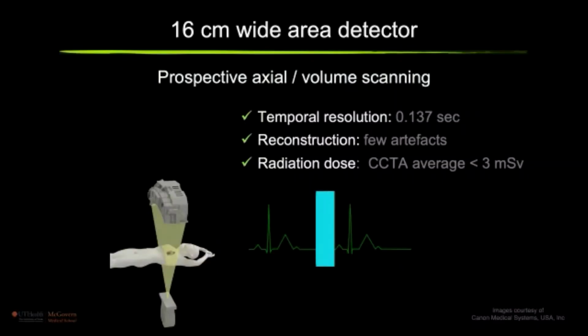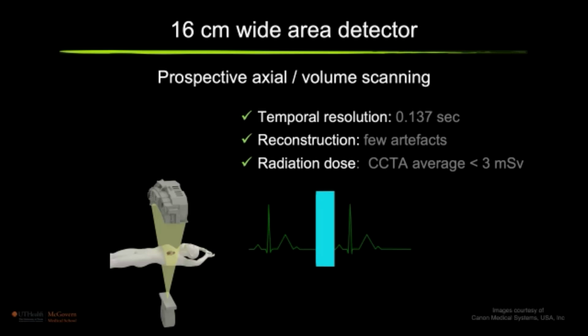The 16-centimeter wide area detector mostly is used for prospective scanning as long as the patient has a heart rate of less than 75 beats per minute. We deal with a temporal resolution which is not ideal. It's 137 milliseconds. However, despite that, we see very few motion artifacts, and these typically involve the mid-segment of the RCA. As we know, it's the fastest moving structure of the whole heart.